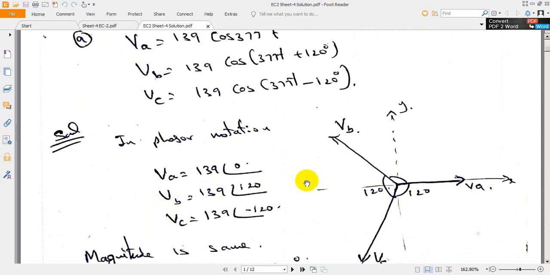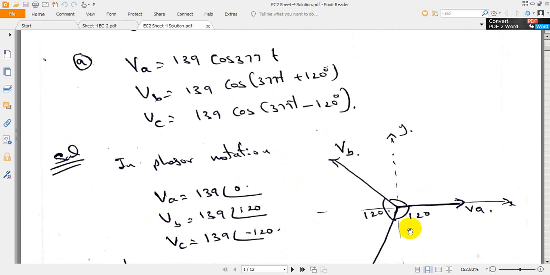To identify whether the system is balanced or not, first we need to draw the phasor representation of these given equations. So VA can be represented as 139 at an angle of 0. The angle phi value is 0 here, hence it is 0. VB can be written as 139 at an angle of plus 120. VC can be written as 139 at an angle of minus 120. If we observe, the difference between VA and VB is 120, between VB and VC is also 120. How to identify this?